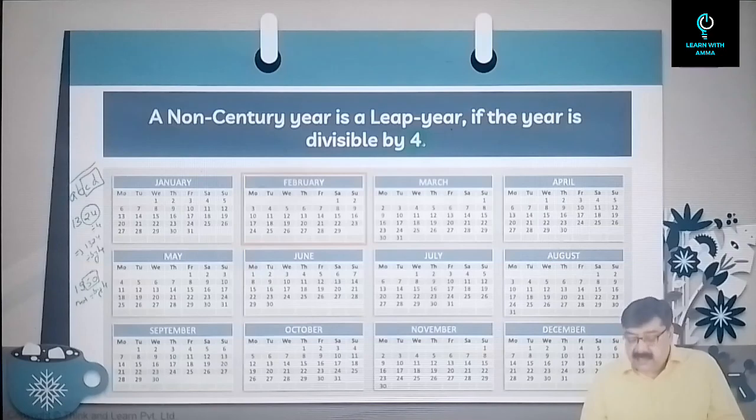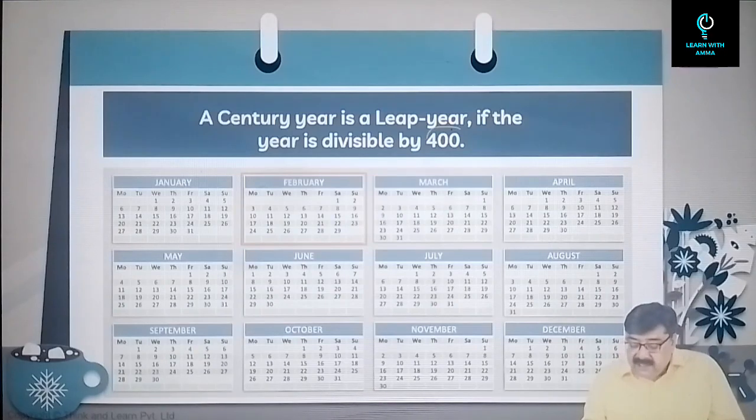As you can see here, this is the calendar for the year 2020. 2020 was a leap year because 29th February occurred in this year, and there were 366 days. And 20 here is a number which is divisible by 4. Hence, 2020 was a leap year. So a century year is a leap year if the year is divisible by 400. Till now, there have been 5 century years which are leap years, and which have been those? Years 400, 800, 1200, 1600 and 2000.